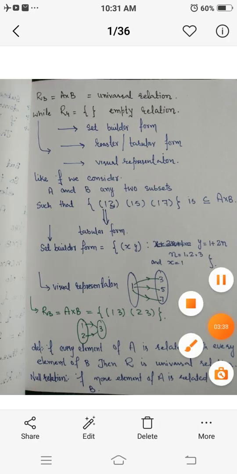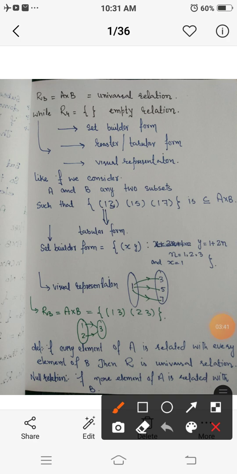R3 equals A cross B. This is the improper subset, because this set equals the given set. Here the relation represented by this improper subset is called the universal relation, while the relation represented by the null set or the empty set is called the empty relation or null relation or void relation. In sets we have 2 ways to represent or express a set: one is the set builder form, and the second is the tabular form or roster form.